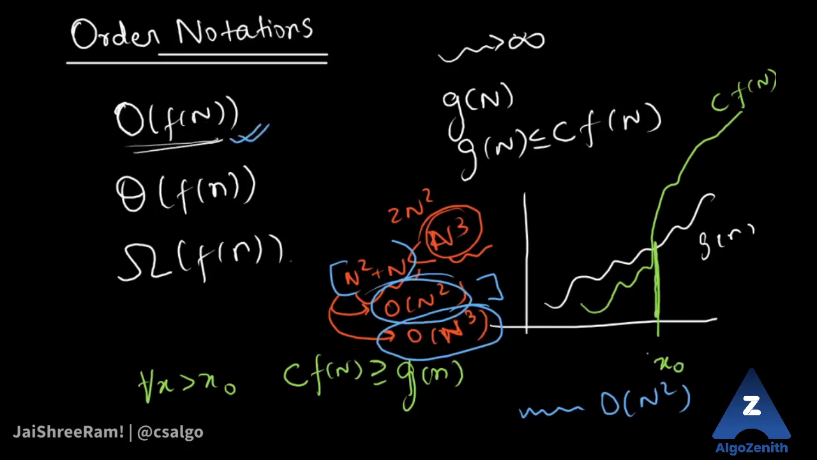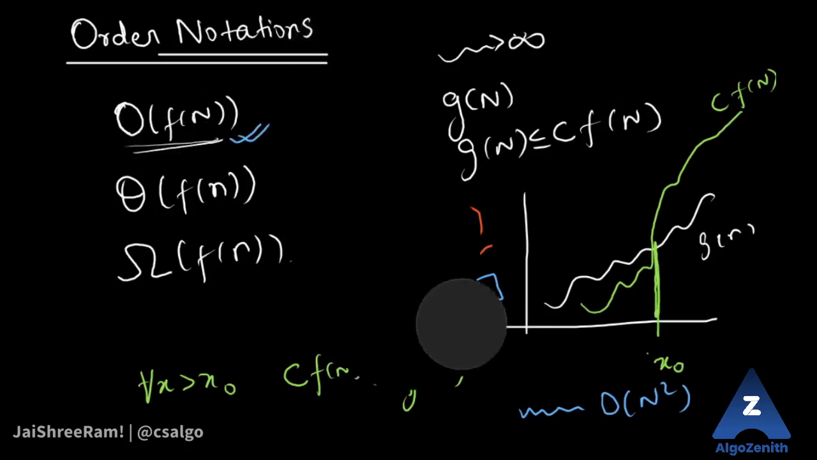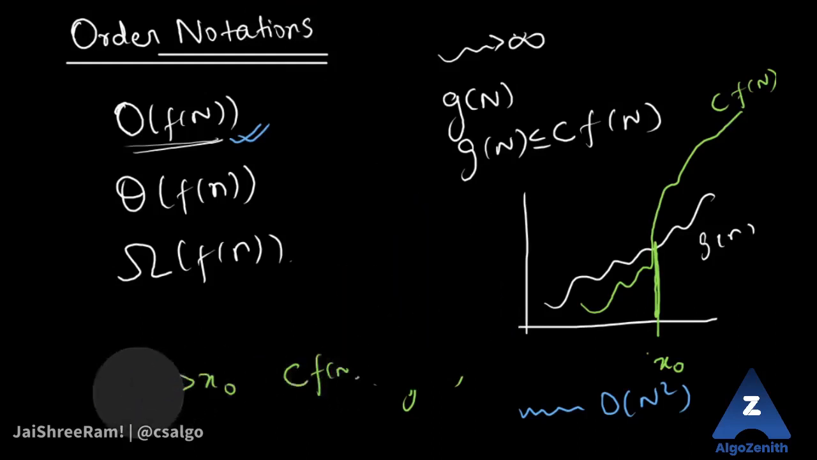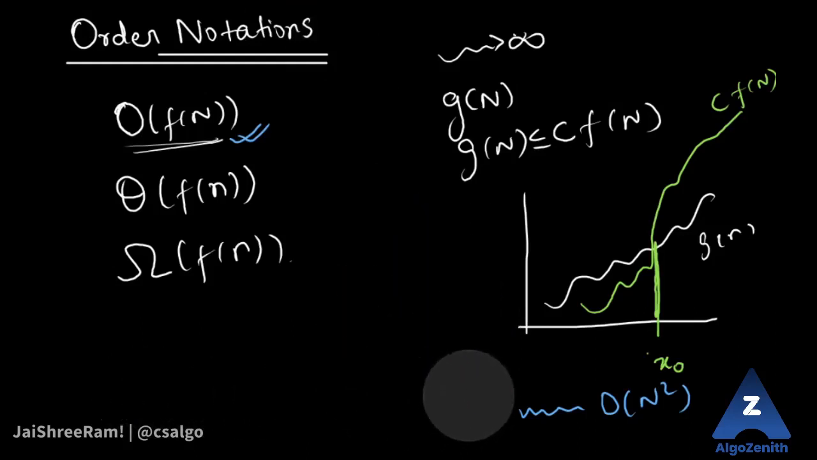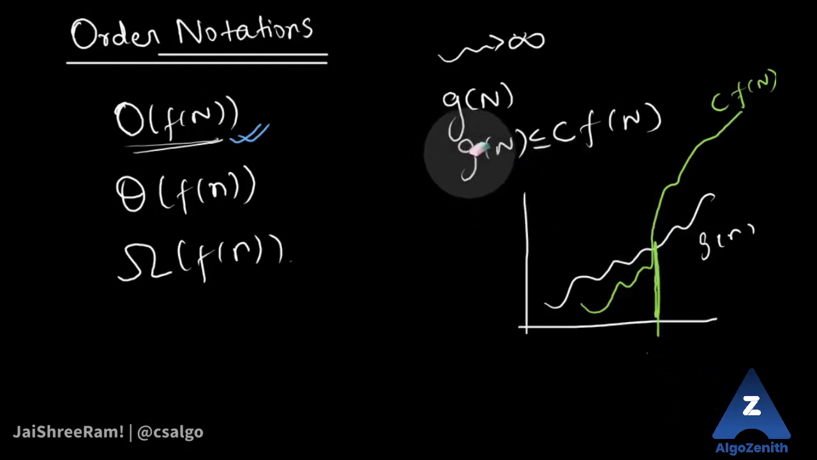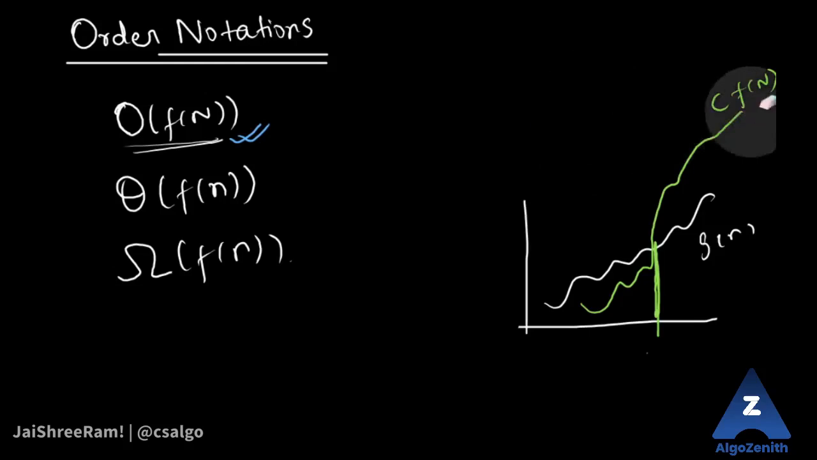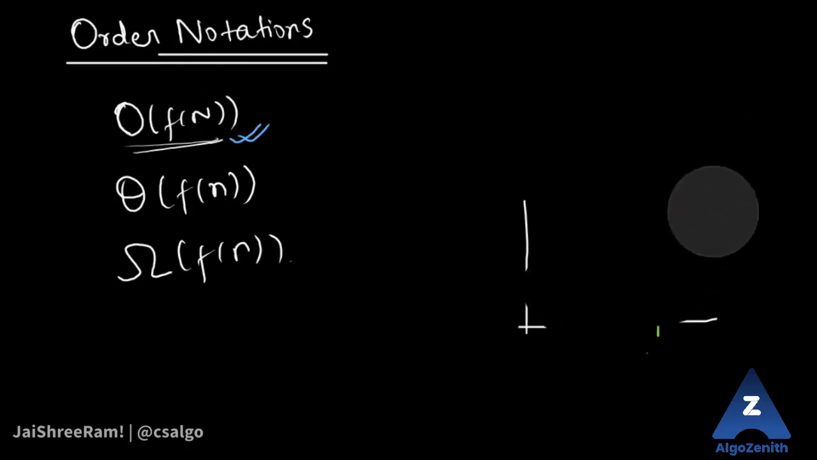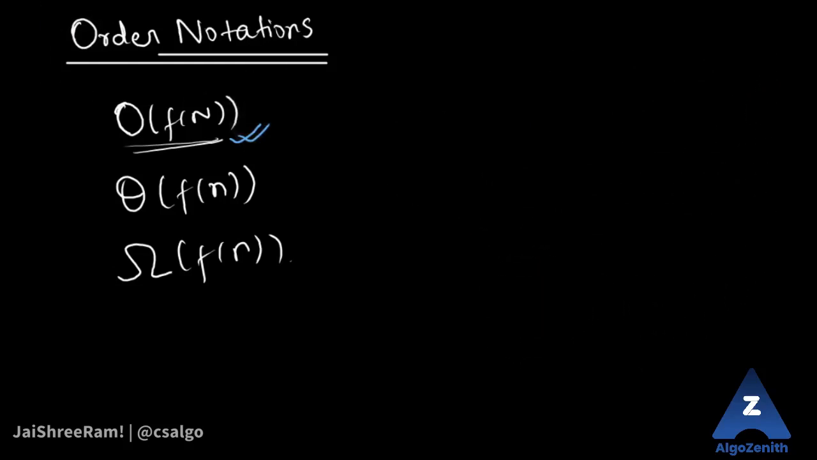Now let's quickly talk about the other two. So apart from this big O, there are two others, right? Theta and this weird omega. So let's talk about what these two mean. Now, when you say a function is theta, that means, suppose this is your function.